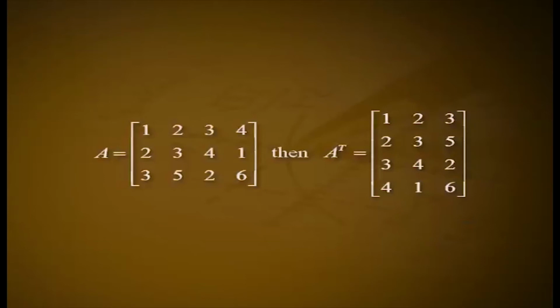Example 6. If A is the matrix 1 2 3 4, 2 3 4 1, 3 5 2 6, then A transpose is the matrix 1 2 3, 2 3 5, 3 4 2, 4 1 6.